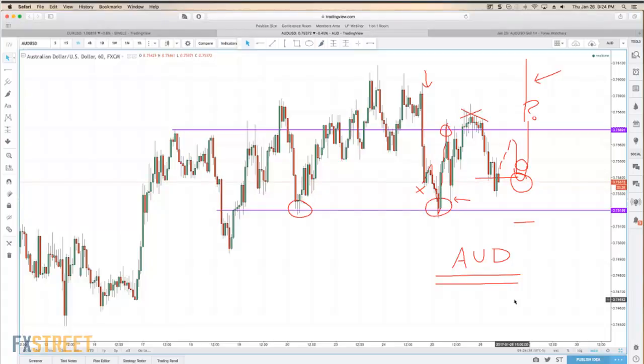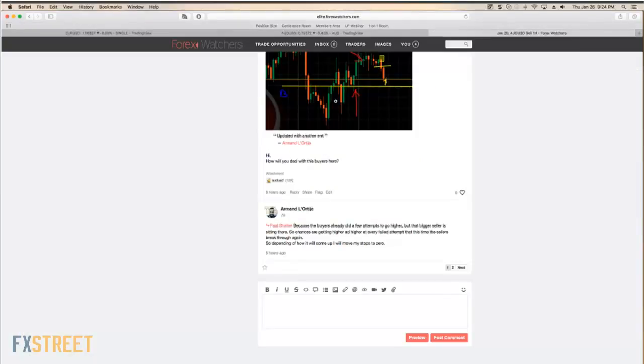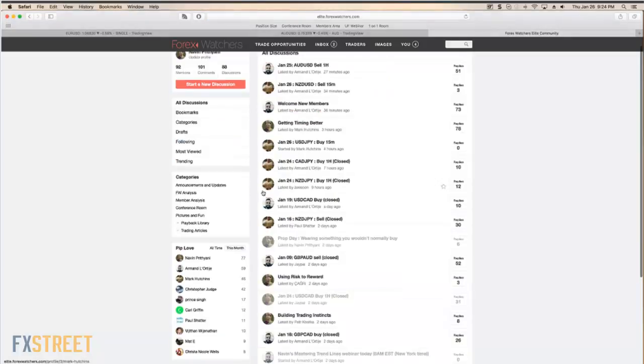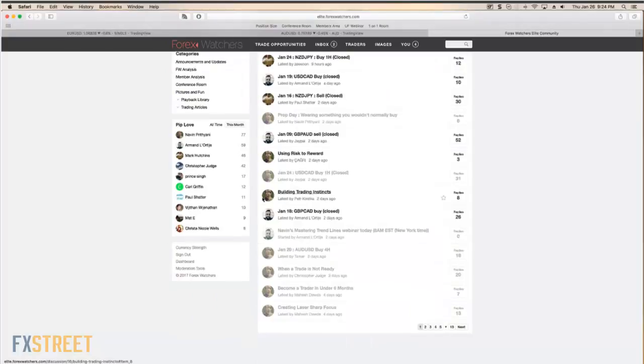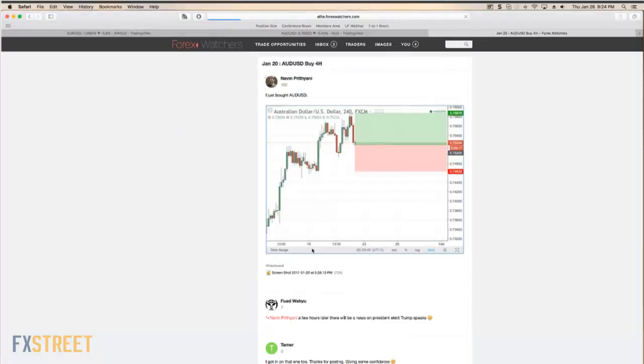Okay, good. Let's take a look at another example. I'm going to show you a trade that I did in this similar concept. Let's see, where are my recent trades? Give it a second. You go to the main page. Article: Building trading instincts. I had an Aussie USD buy on January 20th. This is 6 days ago as well.